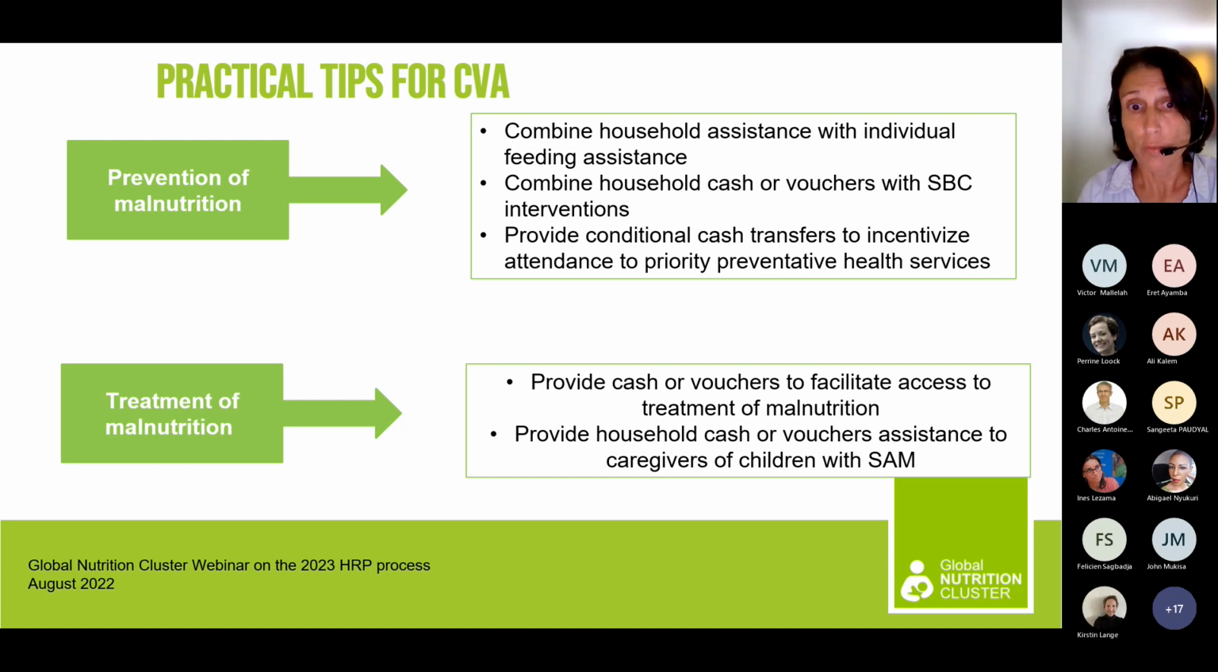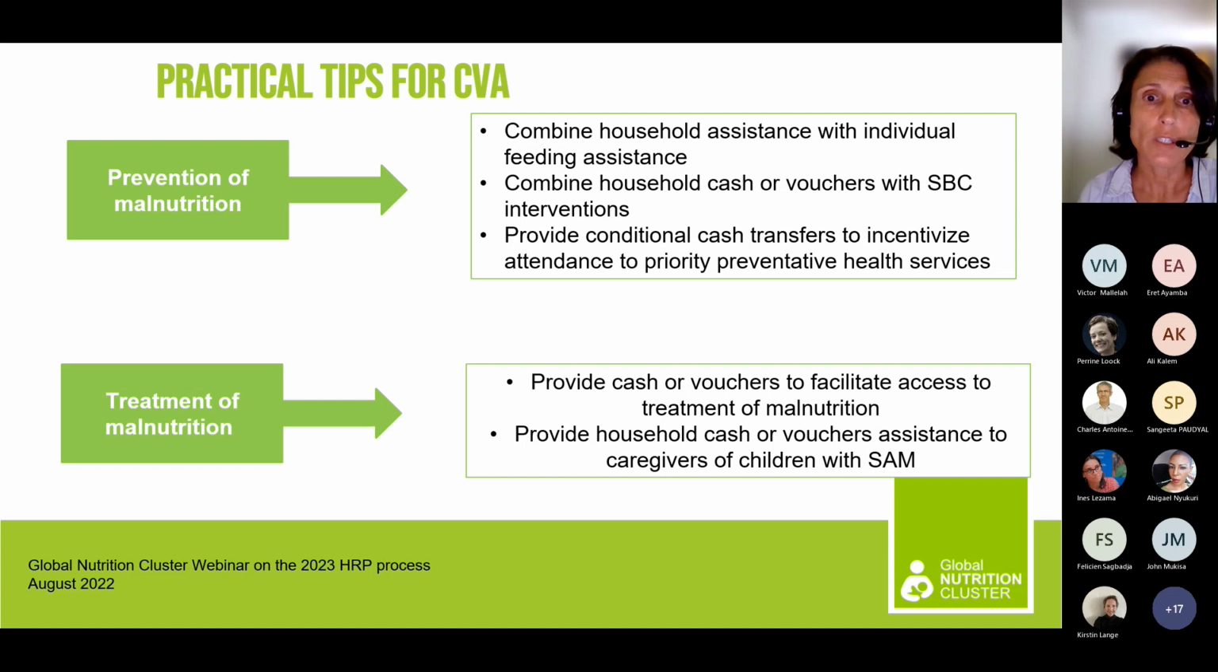And then for treatment, on that one, to be honest, I will be even more careful. But again, you have to look at the context. And sometimes we do promote cash or voucher on top of the treatment for severe acute malnutrition. It can be for paying the transport or buying special food for older children or younger children or the rest of the family. That is something you have to define according to the context, but making sure we don't create more malnutrition, because sometimes that's something that can happen.